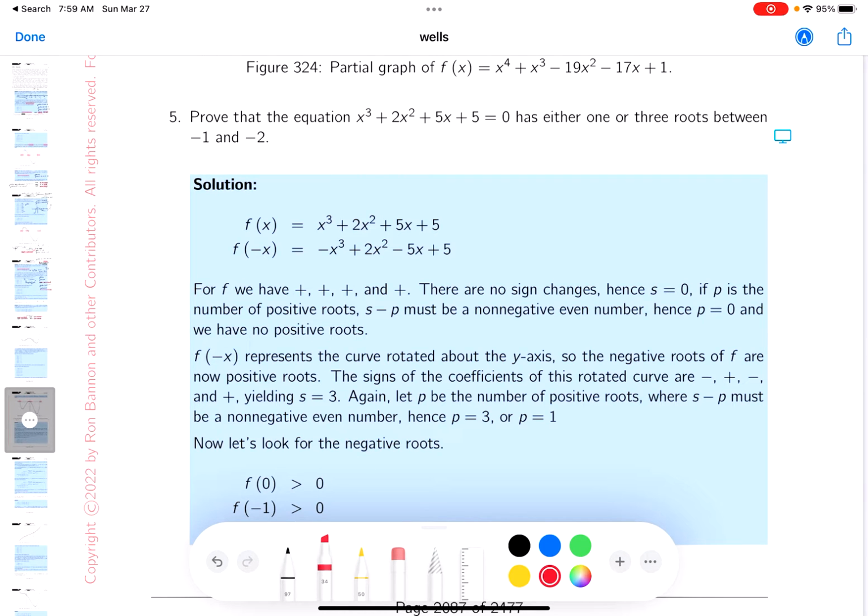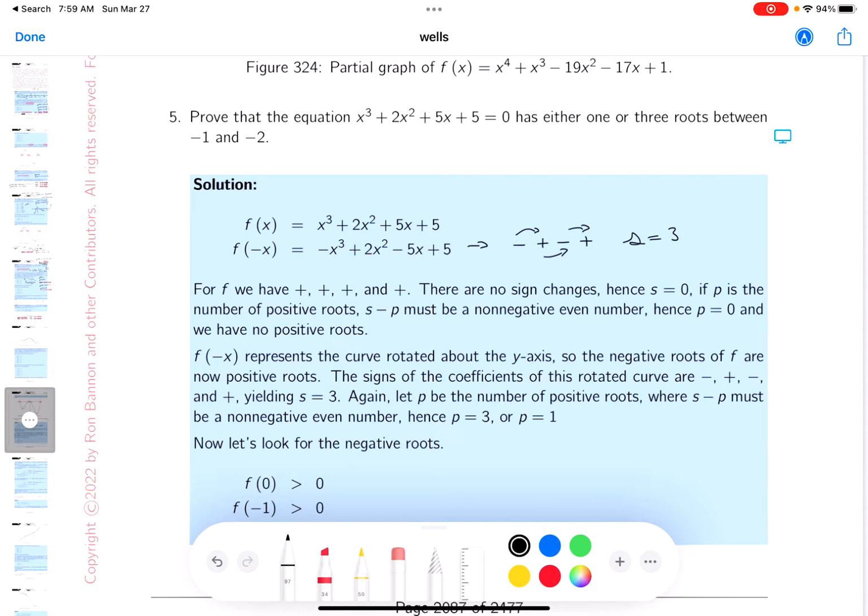Okay, so it says prove the equation has either 1 or 3 roots between -1 and -2. So what we're going to do is we're really looking for negative roots. So I'm going to rotate the curve and then do the rule of signs to figure out what's going on here. So it's minus, plus, minus, plus. One change here, one change here, one change here. So S equals 3.